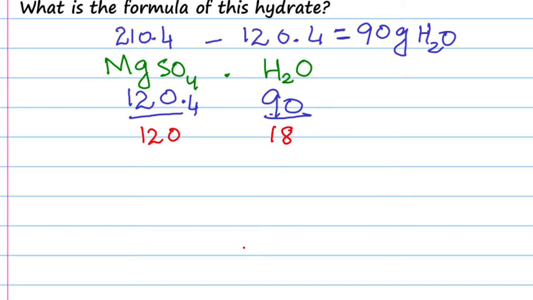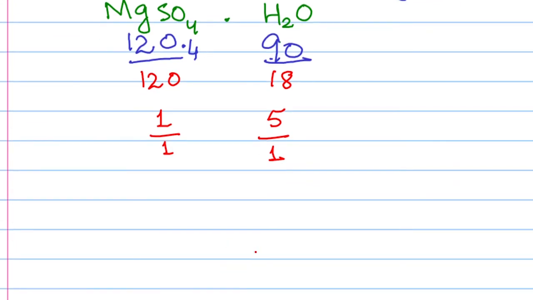After calculating these values, we will get the values 1 and 5. So divide all the masses by their respective molar masses and we will get the answer 1 for magnesium sulfate, 5 for H2O. But here pick the smallest answer and divide all figures by that smaller answer. So we will get the answer, that is here 1 and 5. Now we can identify the value of N in MgSO4.